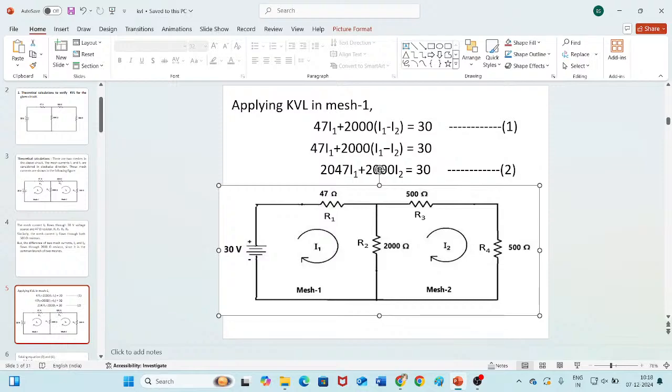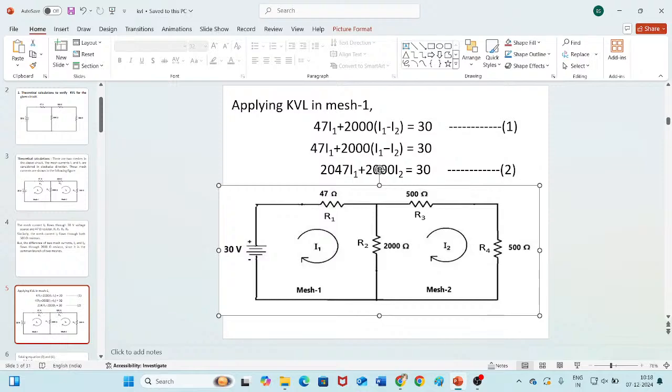What is there in mesh 1? There is a voltage source of 30 volts, a resistor of 47 ohms, and another resistor R2 of 2000 ohms. R1 is 47, R2 is 2000. So total how many elements are there in mesh 1? The voltage source of 30 volts, resistance R1 of 47 ohms, resistance R2 of 2000 ohms. Total 3 elements are there in mesh 1.